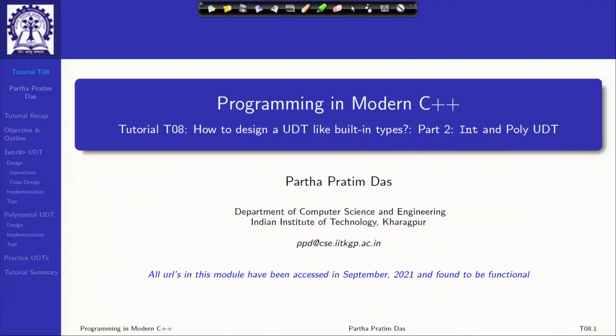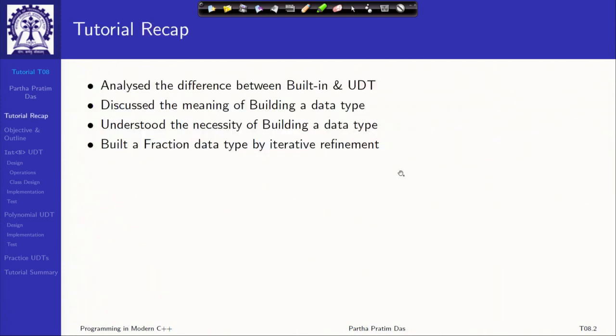We are going to discuss tutorial 8 on how to design a user defined type like the built in type. We had started discussing this in the last tutorial, tutorial 7, where we analyzed the difference between built in types and UDTs, discussed the meaning of building a data type, understood the necessary build process, and built a fraction data type by iterative refinement.